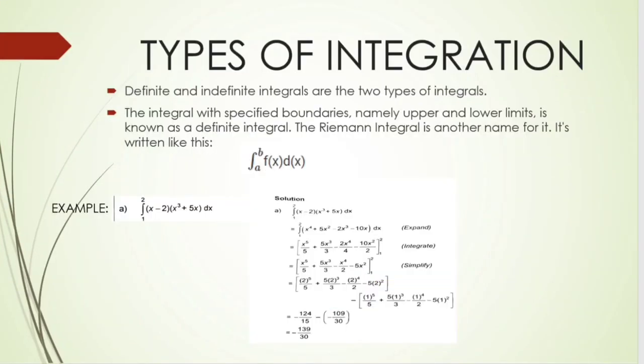Now, we will see the types of integration. There are two types of integration, which are definite and indefinite integrals. Integrals with specified boundaries, namely upper and lower limits, are known as definite integrals. Another name for the definite integral is the Riemann integral, which is written like this. It is followed by an example of a question and the solution for the question given.